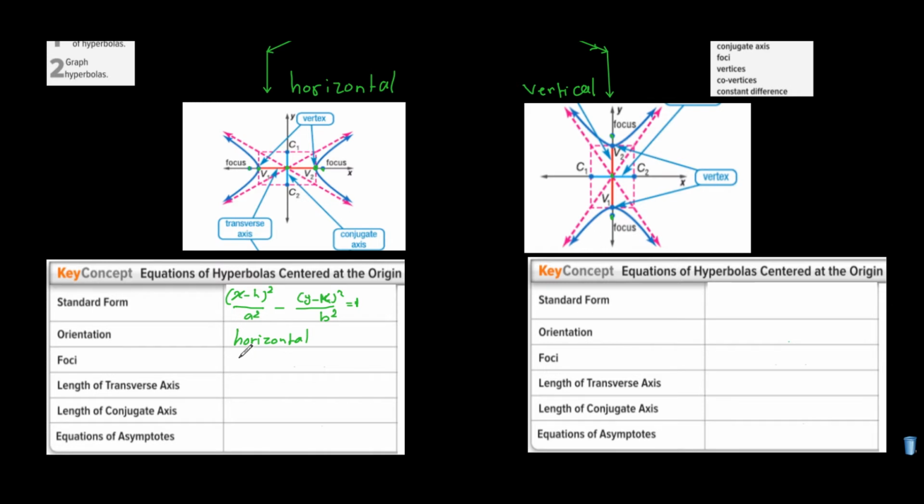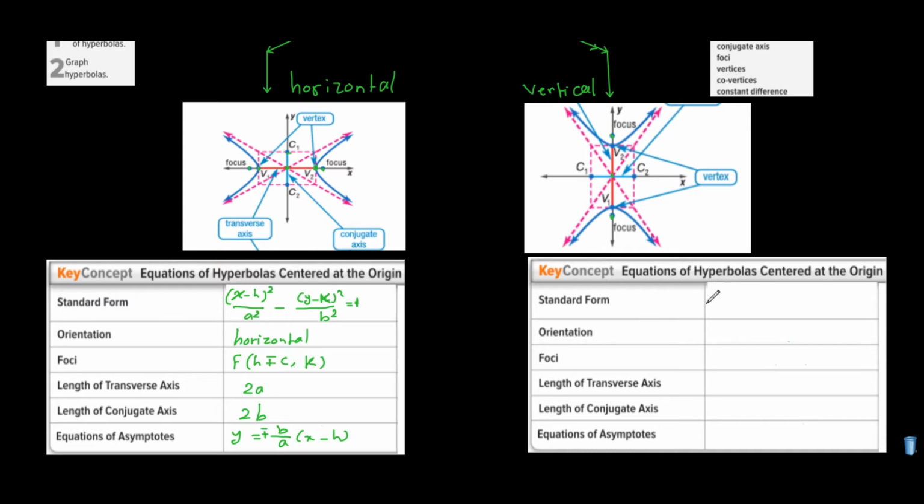The foci are focus 1 and focus 2, at (h plus or minus c, k). The length of the transverse axis is 2a, and the length of the conjugate axis is 2b, the distance between co-vertex 1 and co-vertex 2. The equation of the asymptotes is y equals plus or minus b over a times (x minus h).